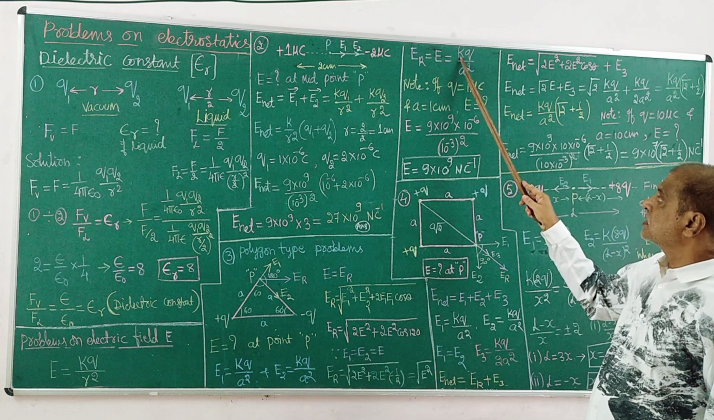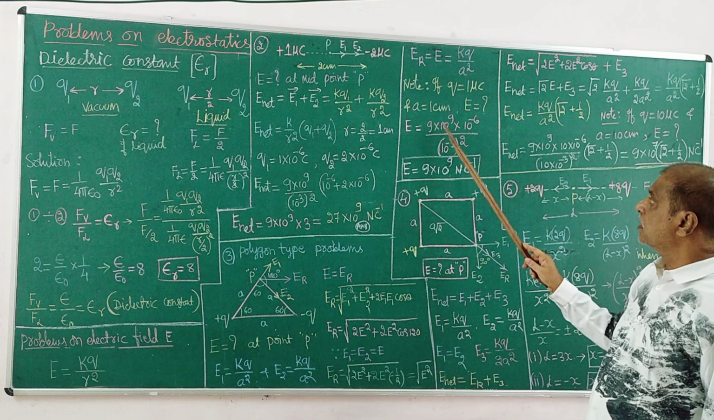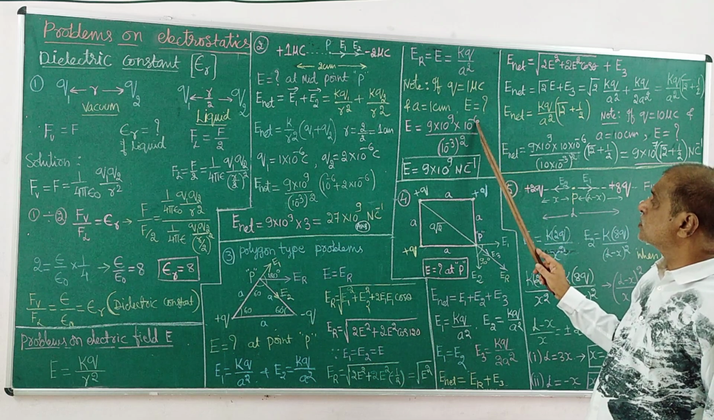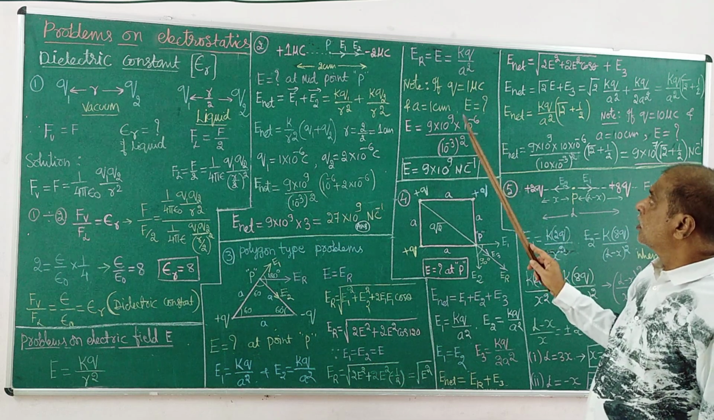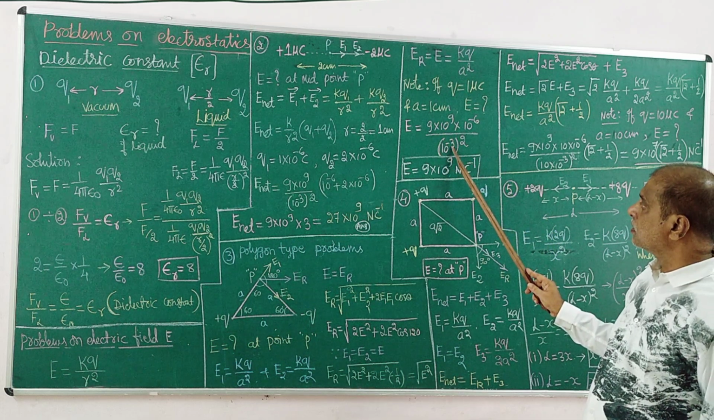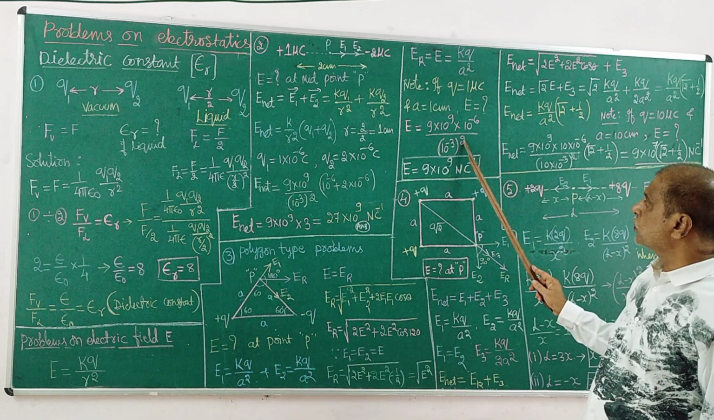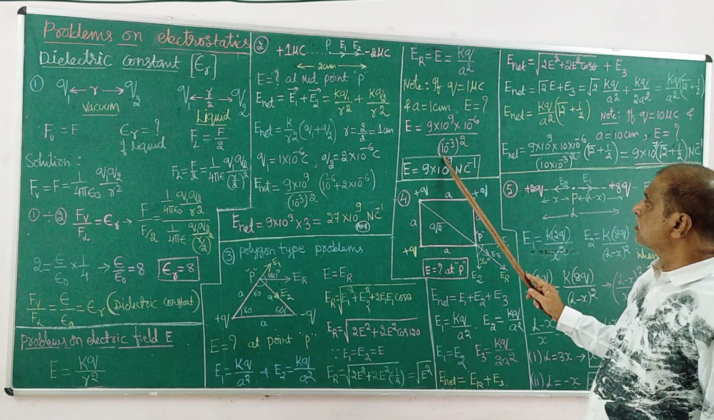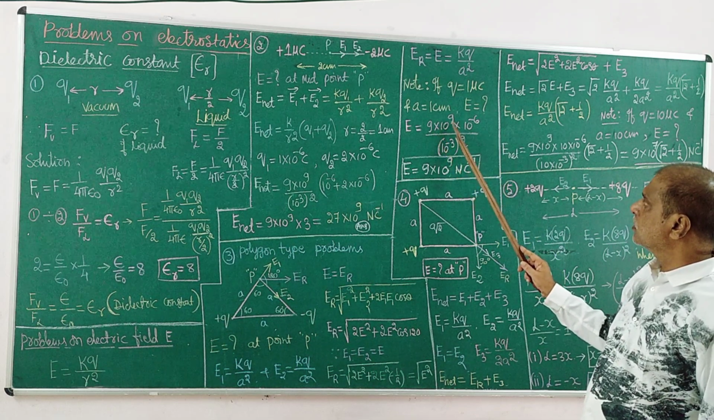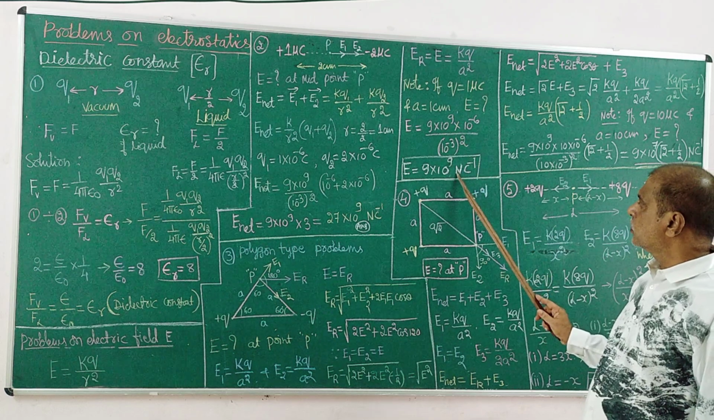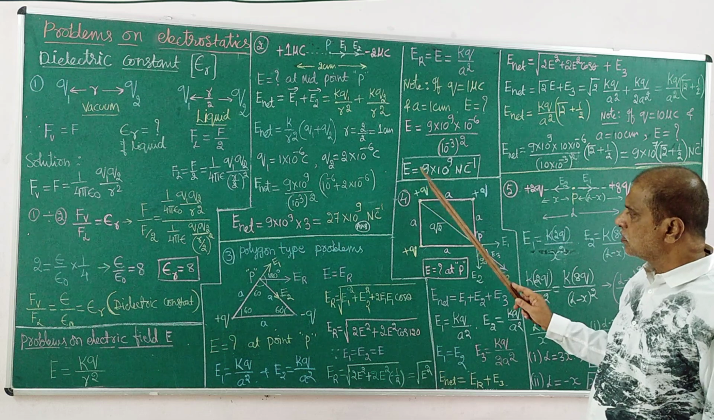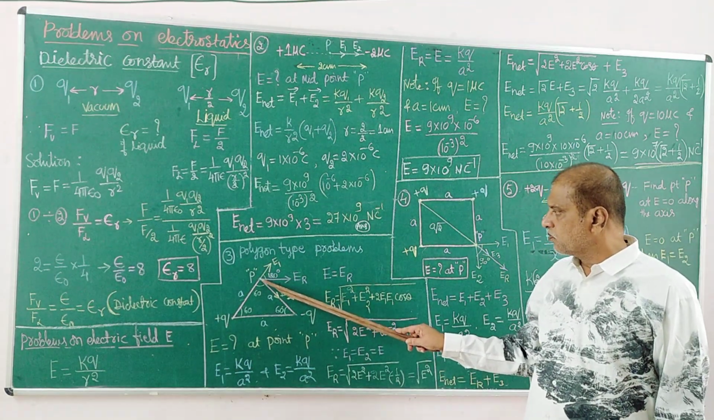Write the value of K in SI, into 1 microcoulomb, which is 10 to the power minus 6 coulomb in SI, and A is 1 centimeter, 10 to the power minus 2 meter in SI. So whole squared. This will get cancelled, 10 to the power minus 6 and 10 to the power minus 6. Remaining 9, 10 to the power 9 Newton per coulomb. That is the magnitude of the electric field at this point.